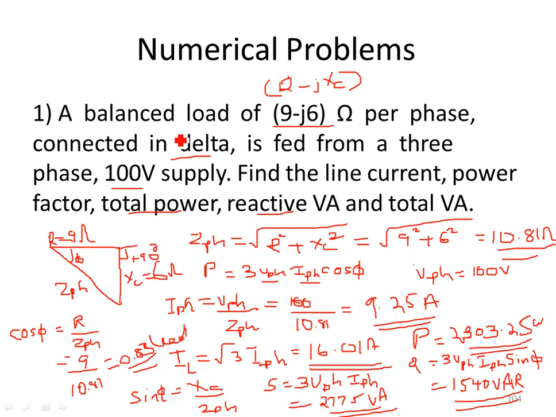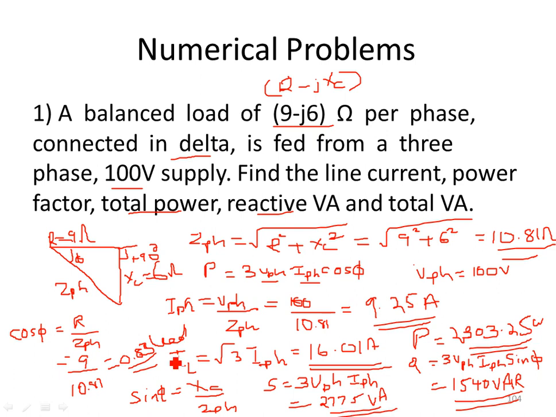Now, it is given that the load is connected in delta fashion. So in a delta connection, what do you get? Phase voltage is equal to line voltage, and line current is equal to root 3 times phase current. Generally, what is power? Power is given by 3 times V phase I phase cos phi. Reactive VA is given by 3 times V phase I phase sin phi. And total volt ampere is given by 3 times V phase I phase.